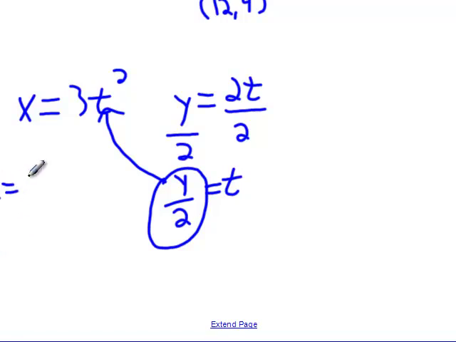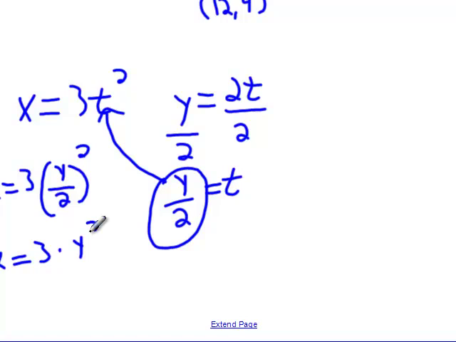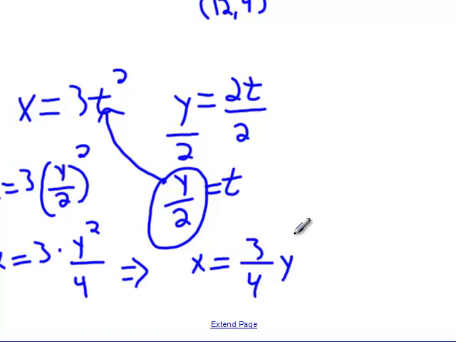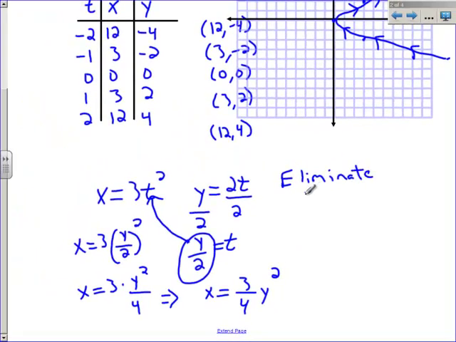So I would get x equals 3 times y over 2 squared, which is 3 times y squared over 4, which is, scoot over here, x equals 3/4 y squared. And from Algebra 2, you should know that that's a sideways parabola. And so that's called eliminating the parameter. You just take one equation and solve it for t, and then substitute that into the other one, and you can get it into what you're used to, x is a function of y, or y is a function of x.